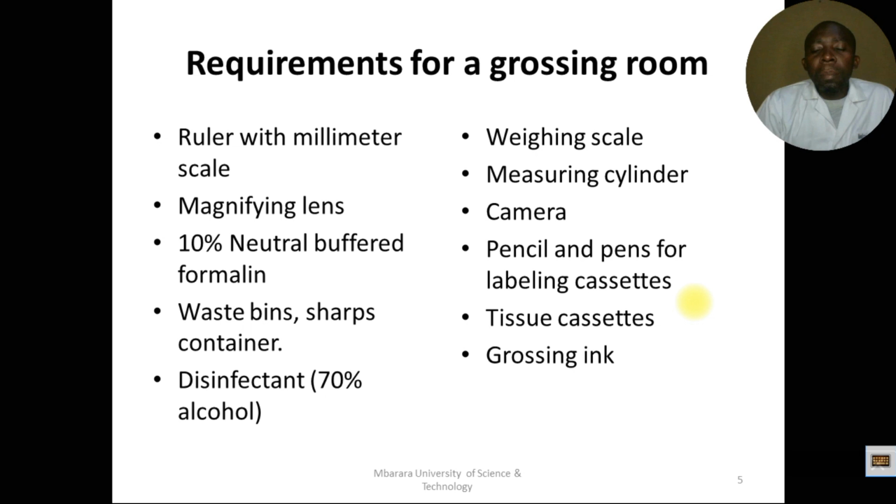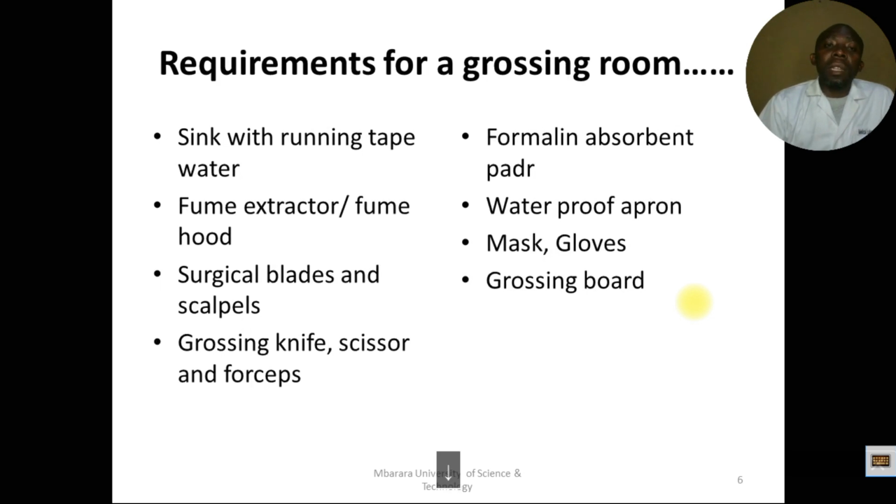Then lastly, we may need grossing ink. This grossing ink is actually important in labeling the margins on the samples. We may wish to identify the superior margin, the inferior, and other margins. So using the grossing ink, we can ink the margins of the specimen for easy identification.